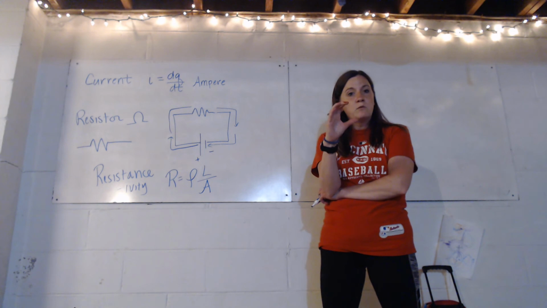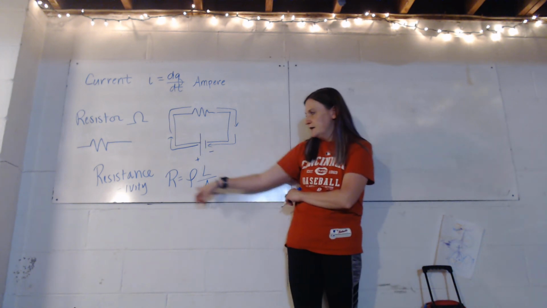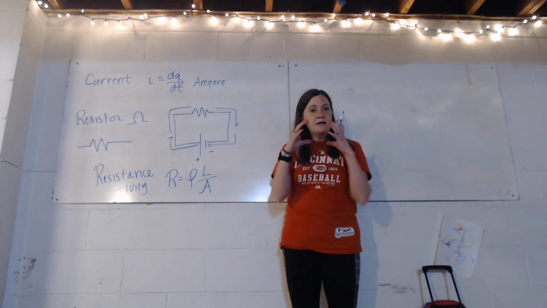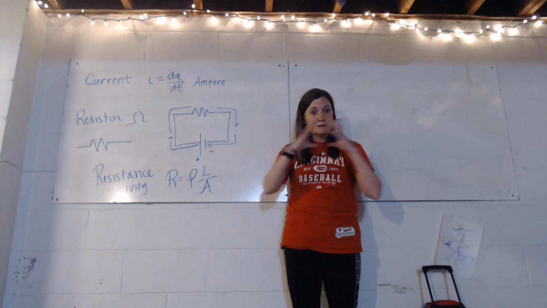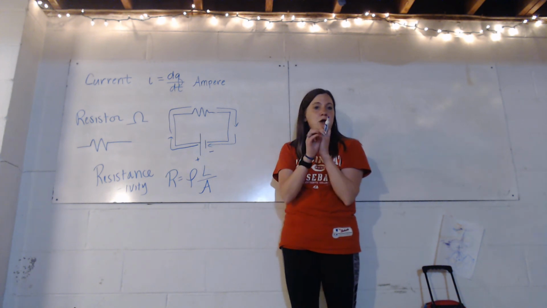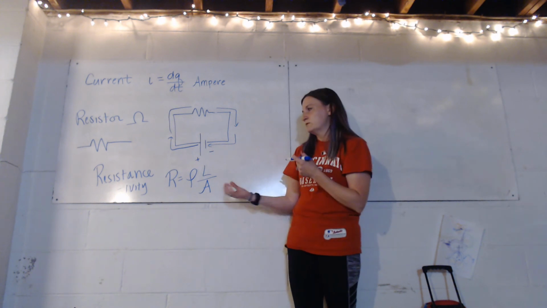So the thicker wire, if we look at this, the higher A gives us a lower R and vice versa. The higher A, because think about it like a hose, it's a bigger hose, so more charge can flow through more quickly. Those low A's, it's going to flow a little bit more slowly. You're going to have more resistance.